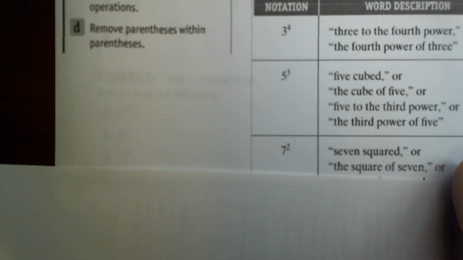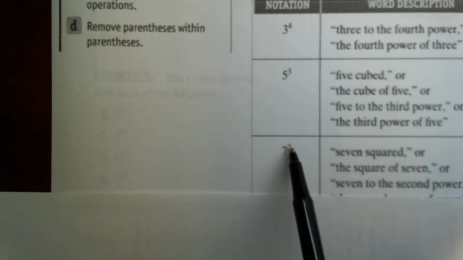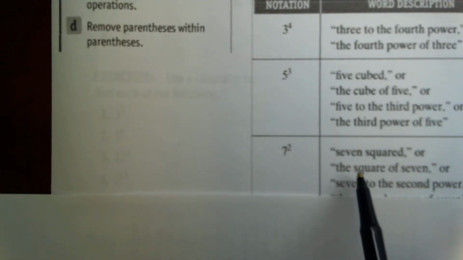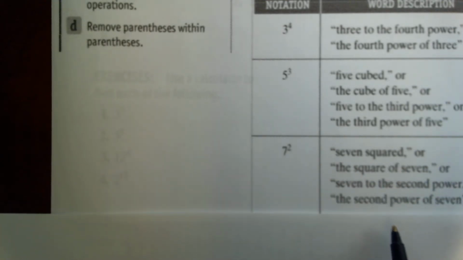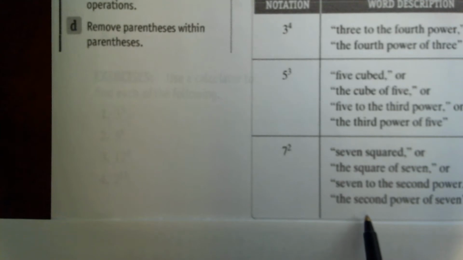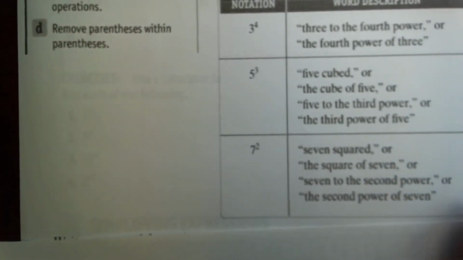Or, for example, here we have 7 with a raised number 2. It's read as 7 squared, or the square of 7, or 7 to the 2nd power, or the 2nd power of 7. There are other ways to do it also, but about 3 or 4 different ways of expressing exponential notation in the English language in the word description.